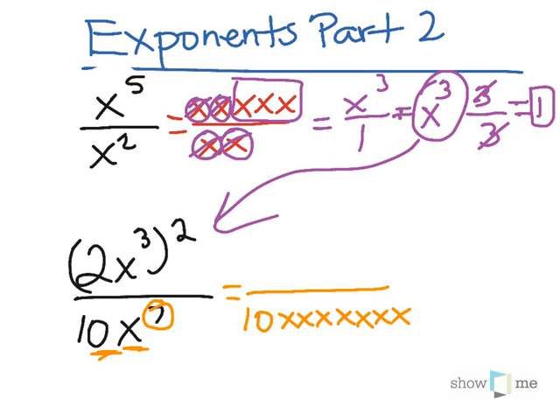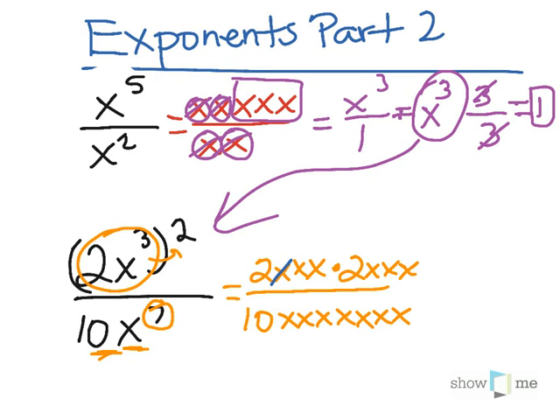Now let's look at what happens on top. All of that stuff gets multiplied by itself twice. So I'm going to write 2x to the third, which is 2 times x times x times x, times 2x to the third. Okay. Now I've got it expanded out. Let's see what happens. Let's see where this takes us.